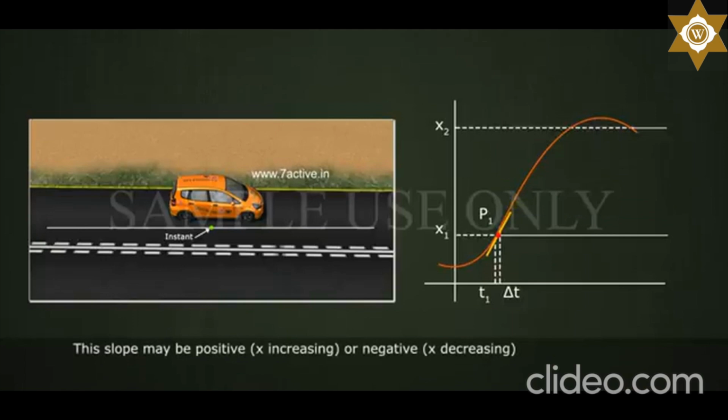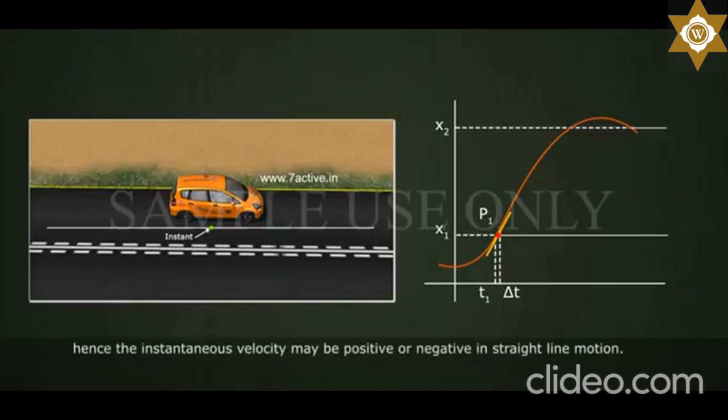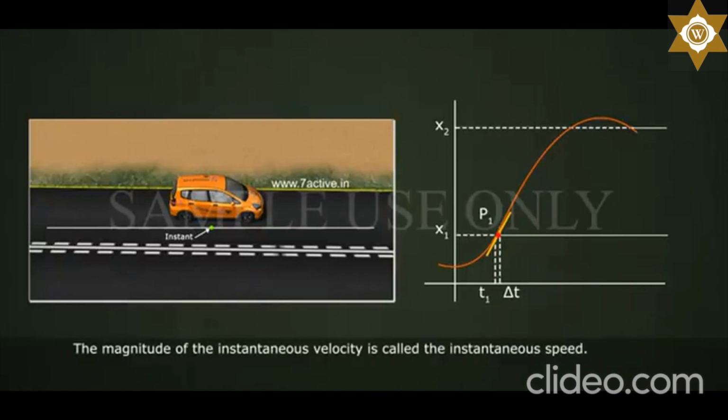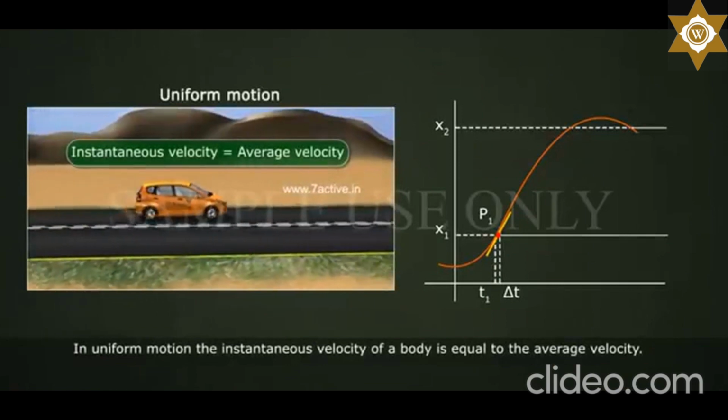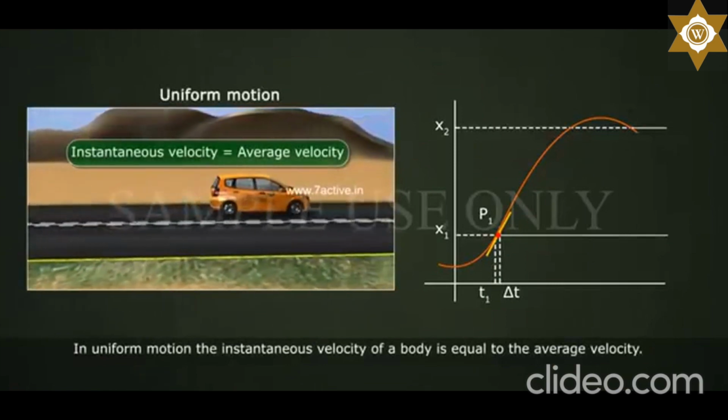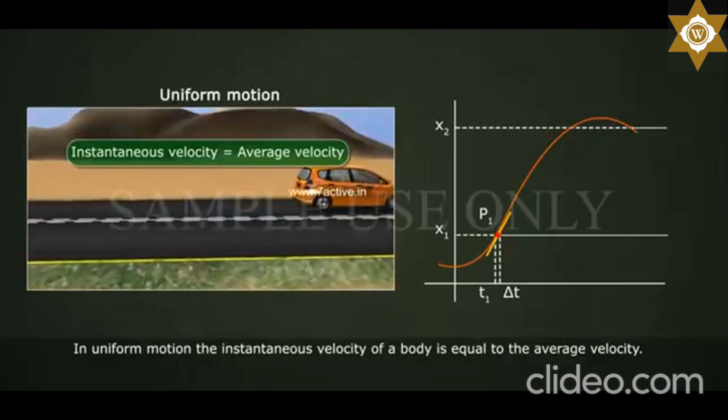This slope may be positive, x increasing, or negative, x decreasing. Hence, the instantaneous velocity may be positive or negative in straight line motion. The magnitude of the instantaneous velocity is called the instantaneous speed. In uniform motion, the instantaneous velocity of a body is equal to the average velocity.